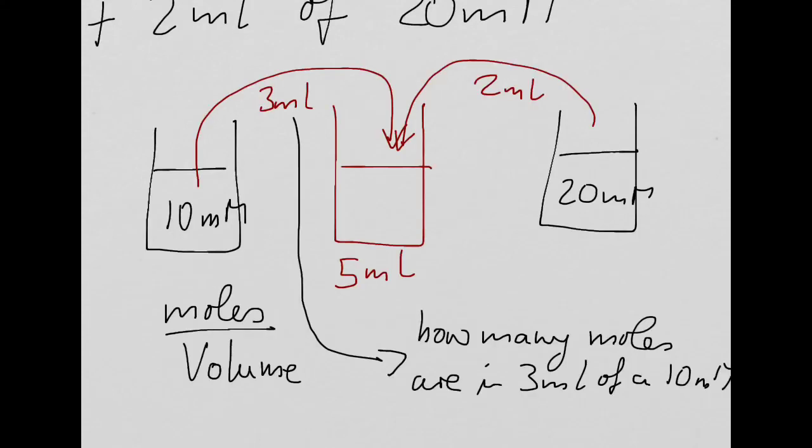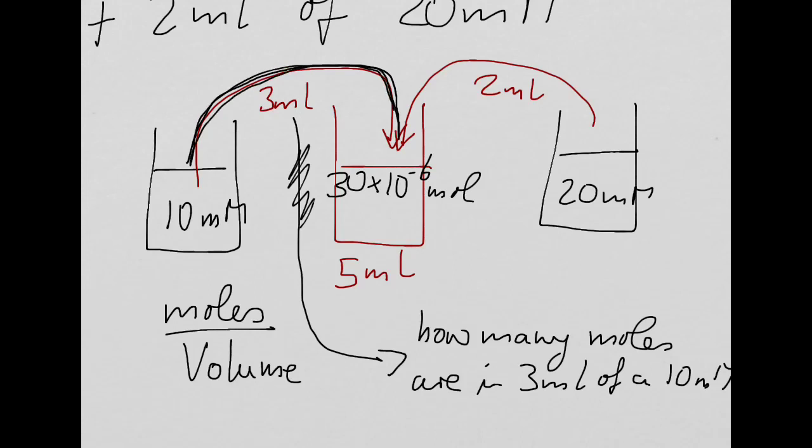So from this side here, I put in 30 times 10 to the minus 6 mole. That's on that side. Yeah? Does it make sense?